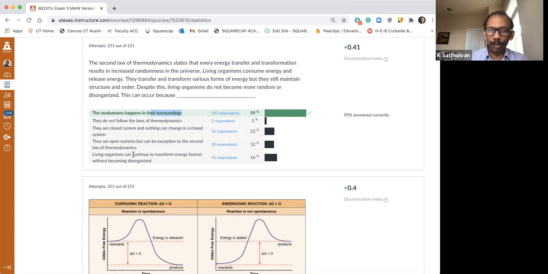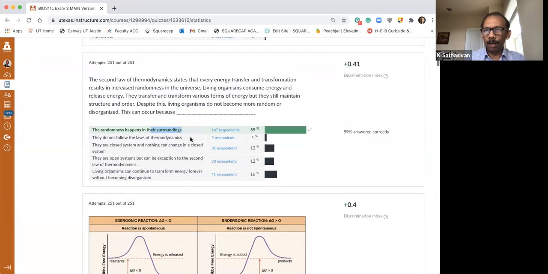They cannot continue to transform forever without being disorganized. The randomness is happening within the cells. We don't notice that. All the CO2, everything being released is within the cell and the water. Then we exhale it at the end. So that's the correct answer. Almost 60% got it correct, and it's a very good discrimination index of 0.41, which is nice.